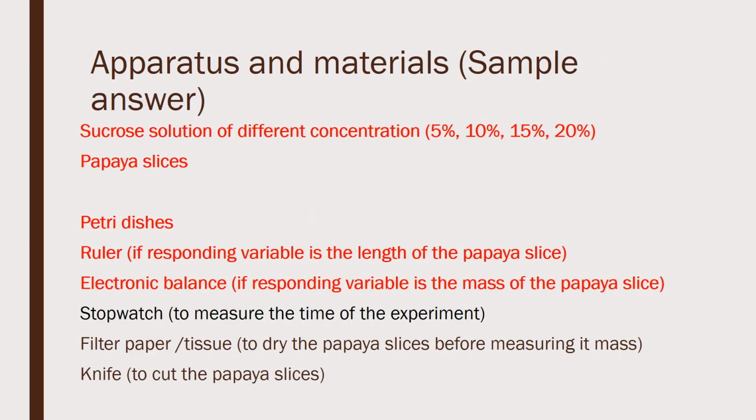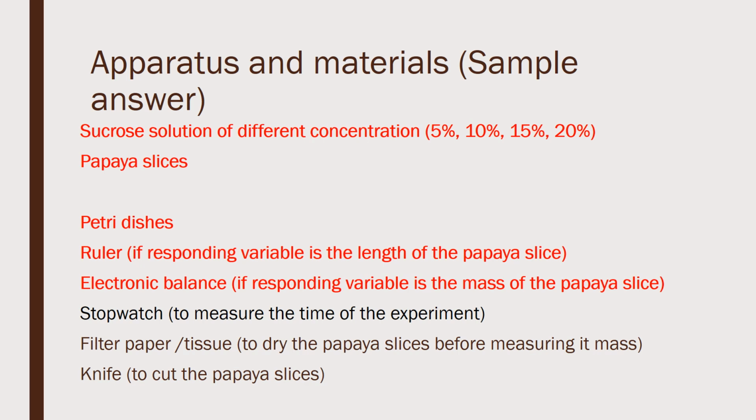Apparatus and materials used depend on how you handle the variables. So in this experiment, our manipulated variable is the concentration of sucrose solution. That's why I need to use different concentrations of sucrose solutions. And then the main material will be the papaya slice, because we're going to study the condition of the papaya slice after immersed in different concentrations of sucrose solutions.